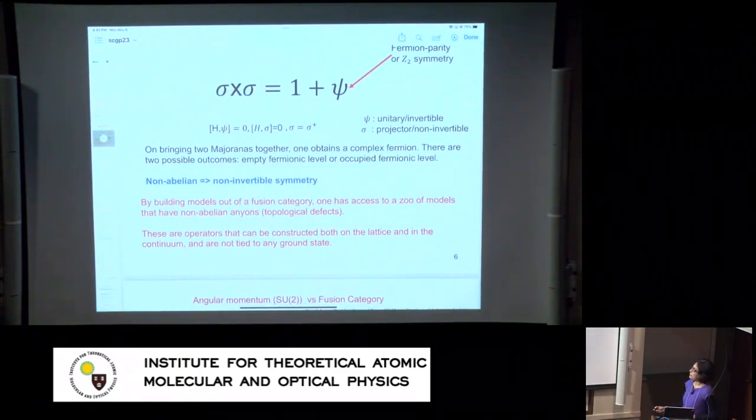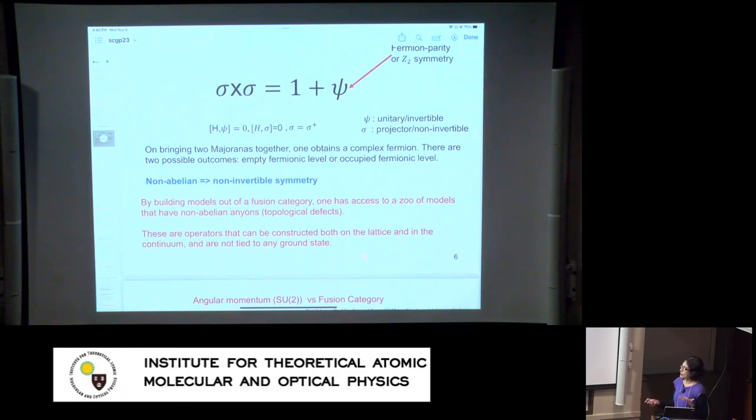So what's really nice about this is that this is not the only model in which you can have these kinds of non-invertible symmetries. In fact, we have a toolbox available to us where you can build models out of a fusion category, and this is a scheme for arriving at a zoo of models that have these kinds of non-Abelian anyons. And I will also explain to you that these are also topological defects, and why the word topological defects is used to describe these objects.